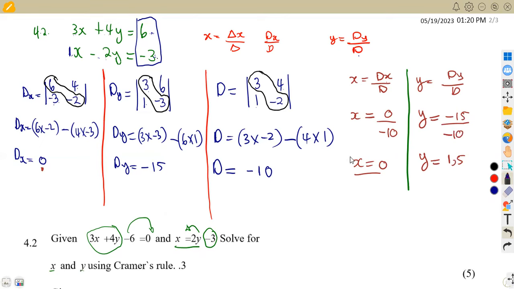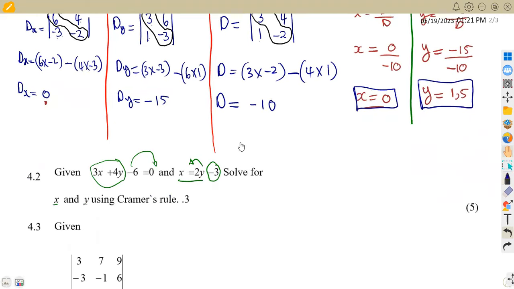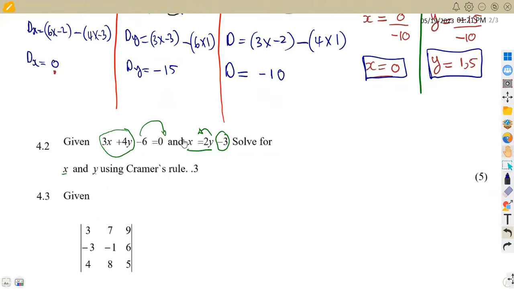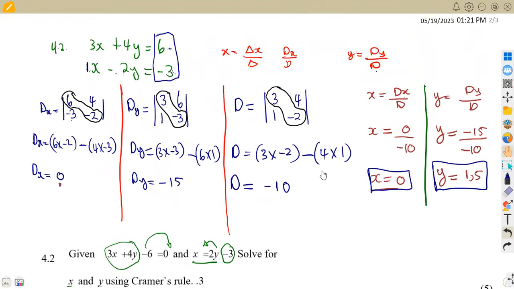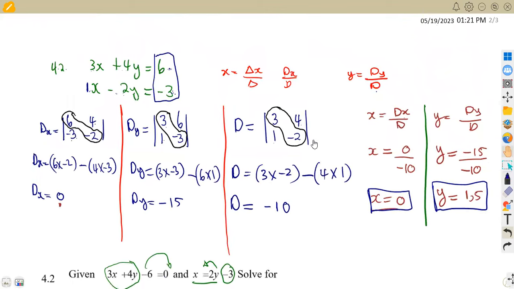Okay, so now we have got the values of x and y. If you substitute these values into any equation, it must balance with the other part. If you substitute on the left-hand side, we must have what is on the right-hand side. If you substitute on the right-hand side also.